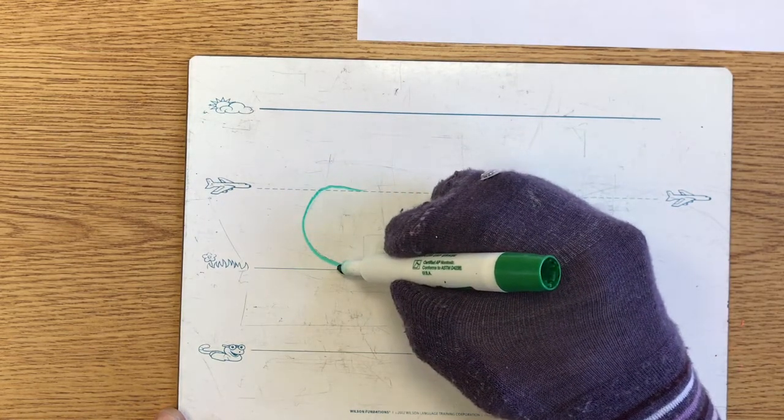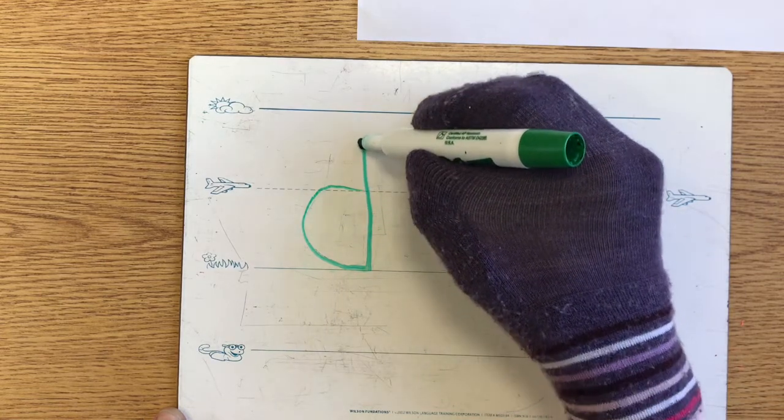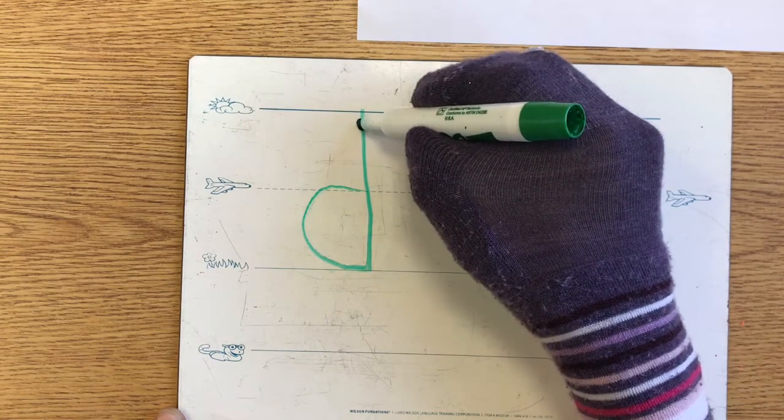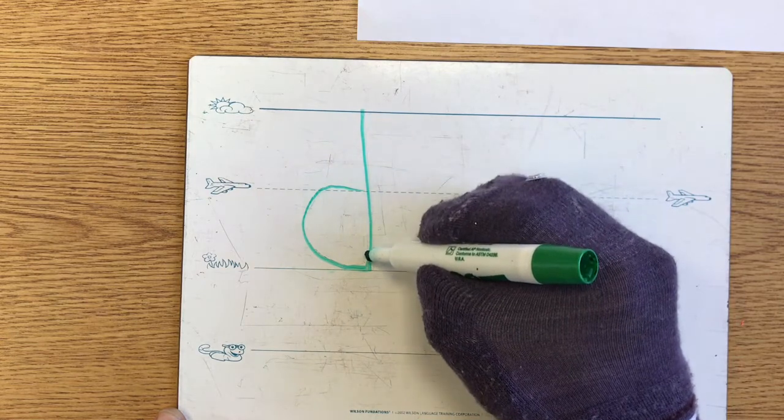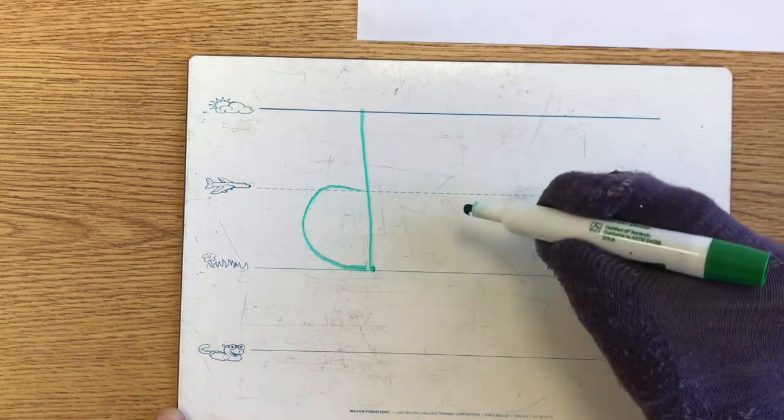Pull down to the grass line. And then we're going to go straight up to the skyline and pull down to the grass line. Let's try that again.